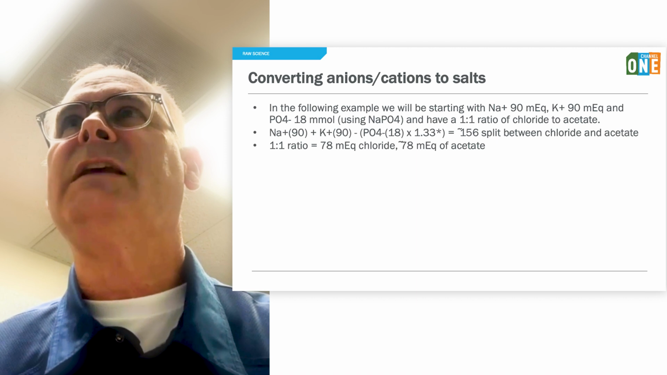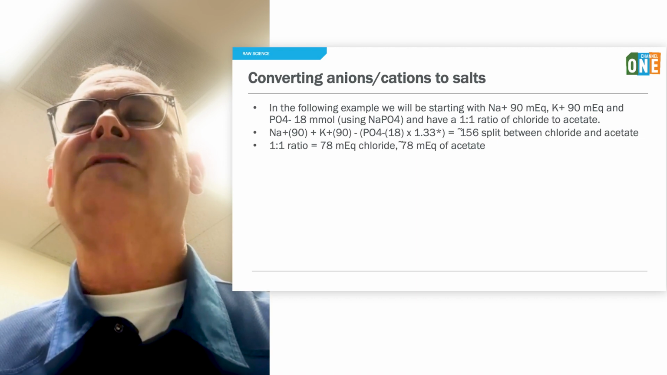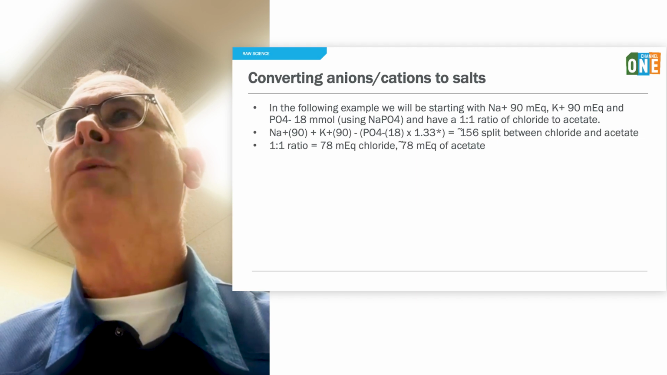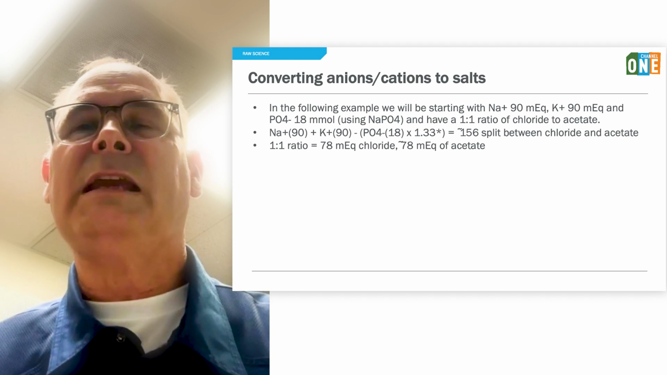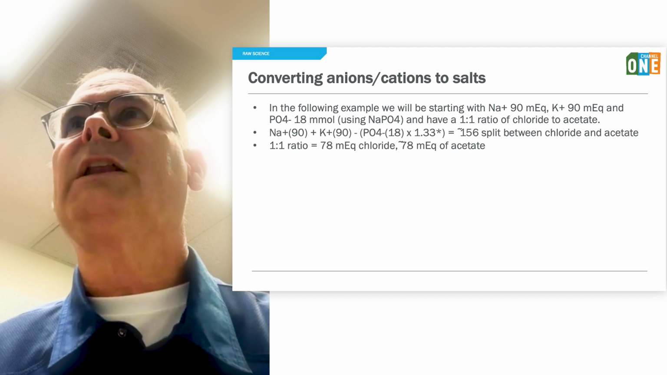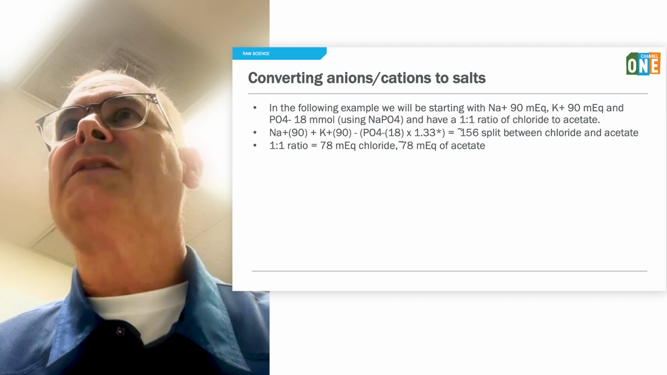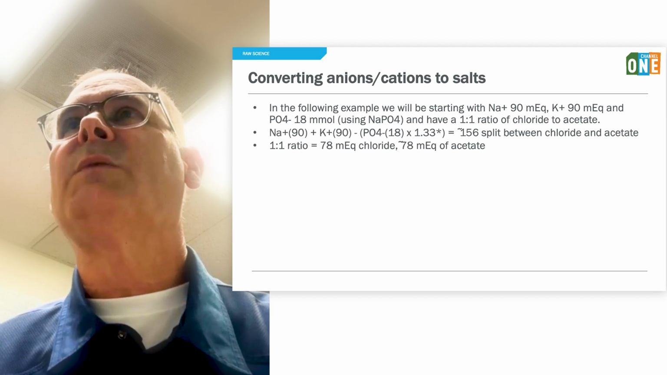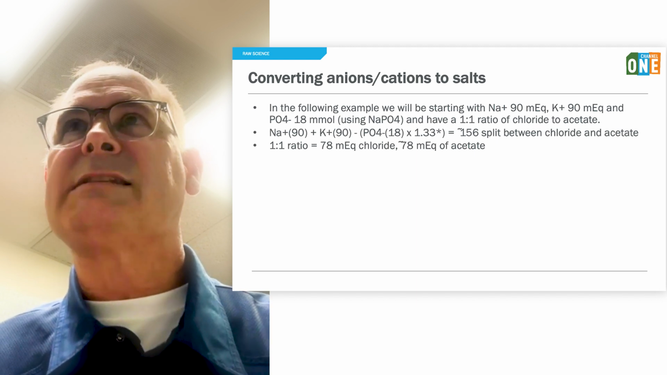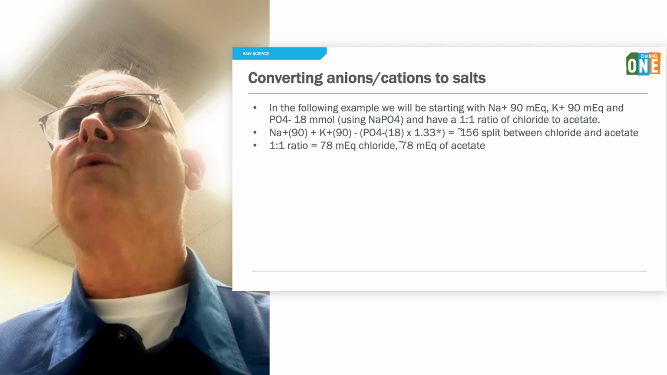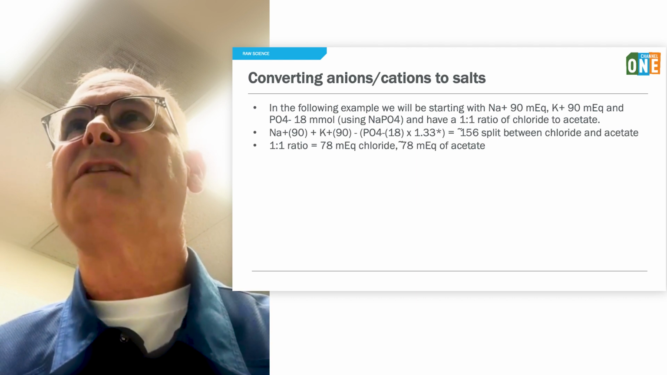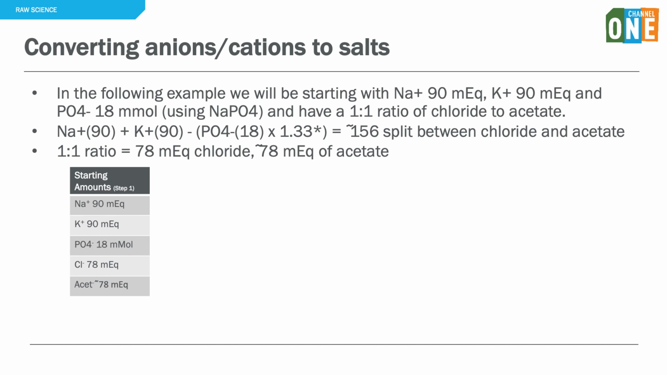In the following example, we're starting with 90 milliequivalents of sodium, 90 milliequivalents of potassium, and 18 millimoles of phosphate. You can use either sodium phosphate or potassium phosphate. In this case, I'm using sodium phosphate, and we have a 1:1 ratio of chloride to acetate. So when we take 90 milliequivalents of sodium plus 90 milliequivalents of potassium minus 18 millimoles of phosphate times 1.33, that gives us 156 milliequivalents of chloride and acetate, split equally, which gives us 78 milliequivalents of chloride and 78 milliequivalents of acetate. These are our starting amounts.